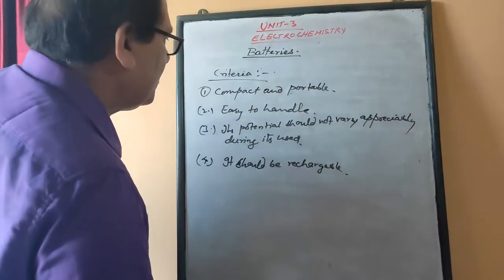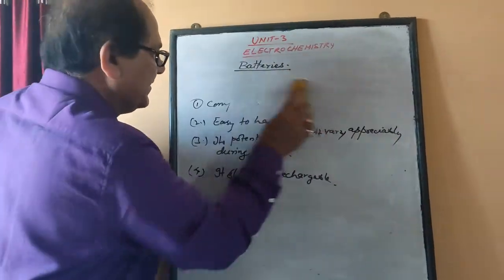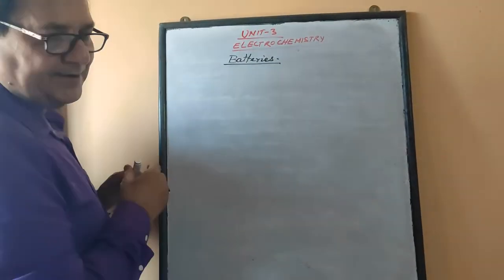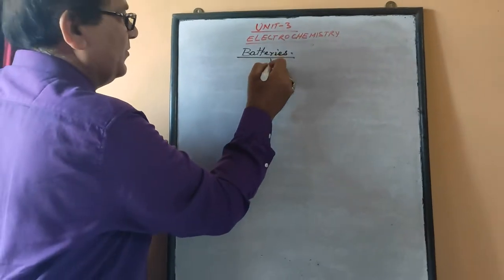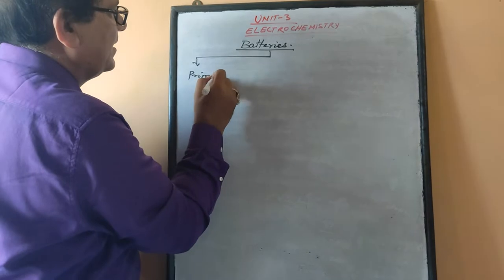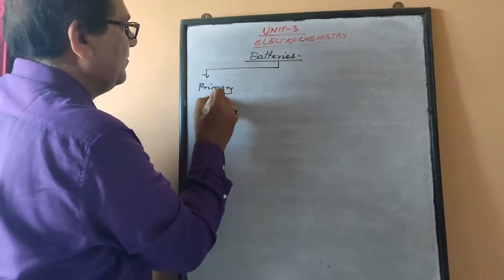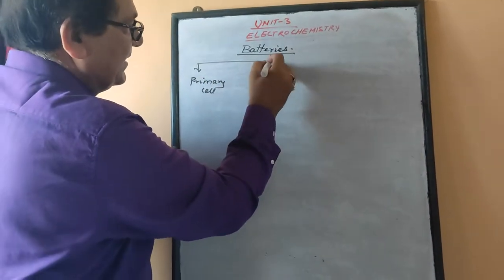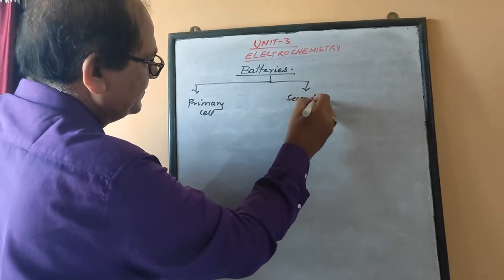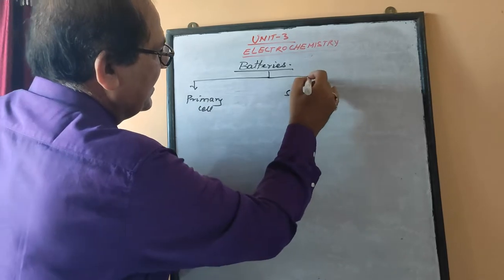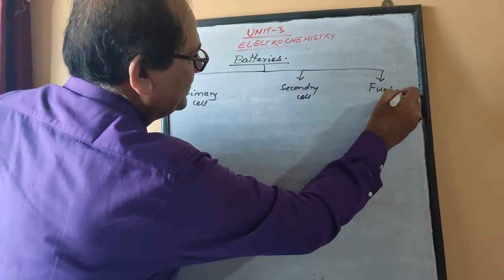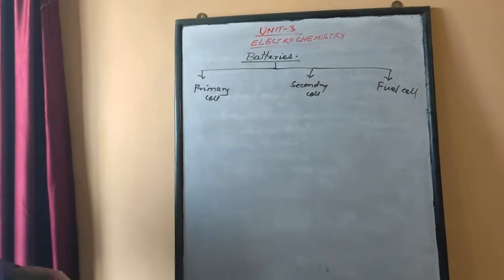Now, we are going to write how many types of batteries you are going to read. This is the primary cell, you can say battery or cell. This is the secondary cell, and the last one is the fuel cell. These batteries you have to read.